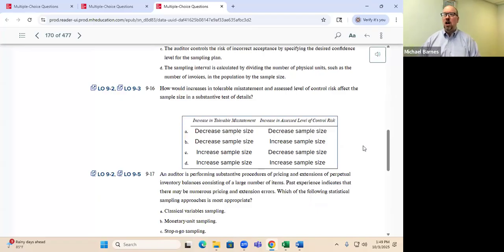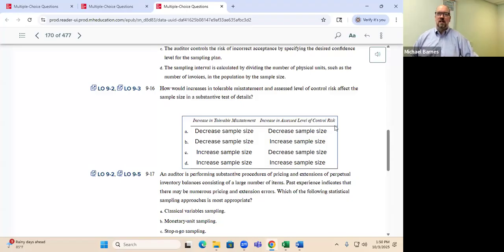If I increase my tolerable misstatement in an account, is that a bad thing or a good thing? It's a misstatement, so it's bad? No, we like large tolerable misstatements. It means less work. How does that translate to sample size? Less work means a smaller sample size. We're going to decrease our sample size, so it's either A or B. Now, if I increase the assessed level of control risk, there's a big one.